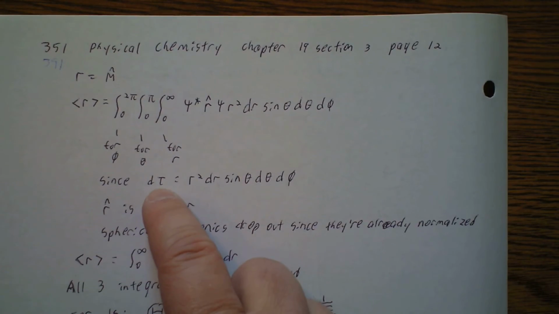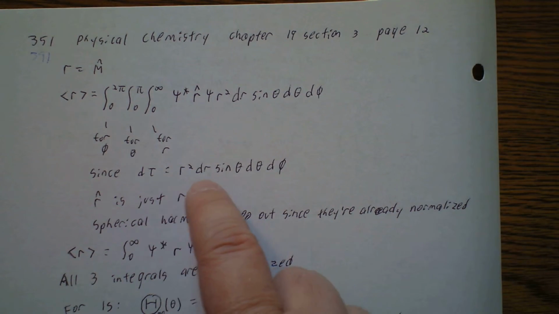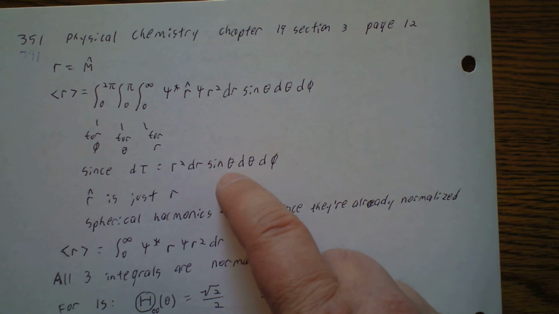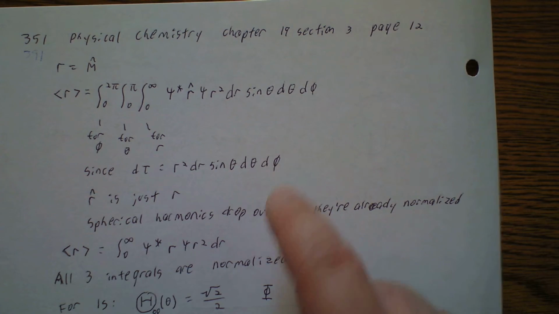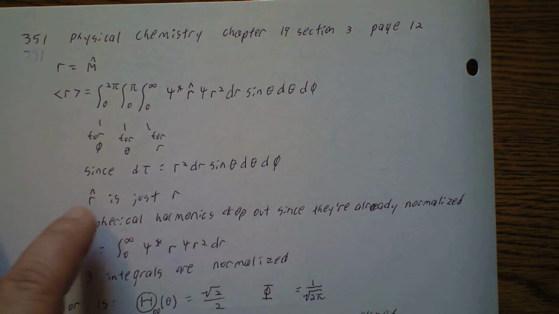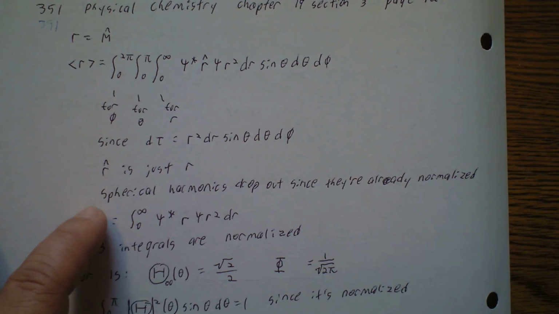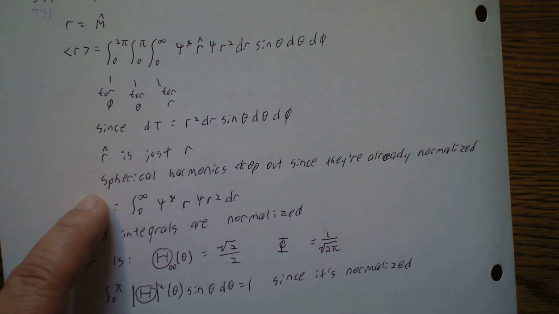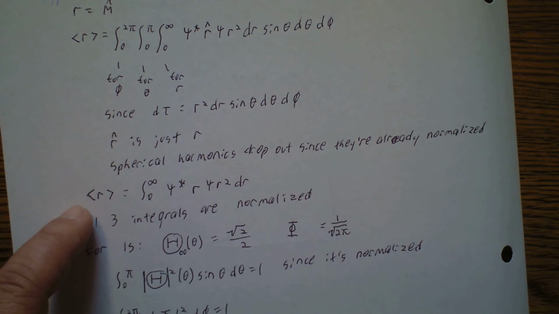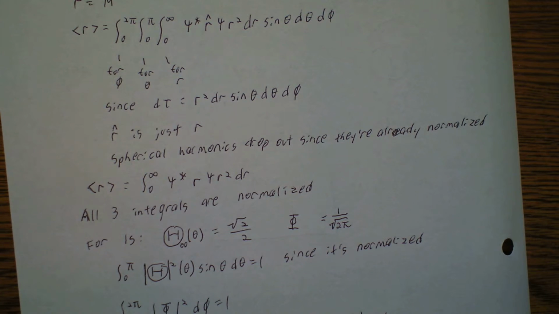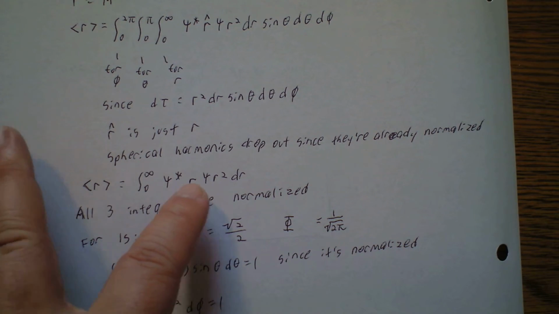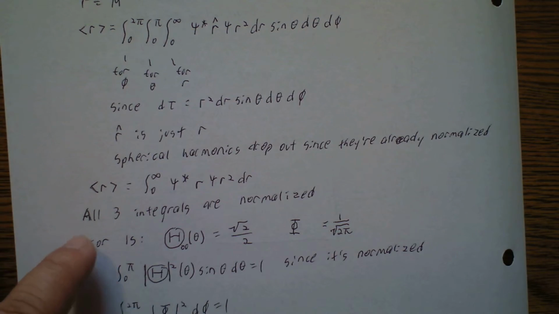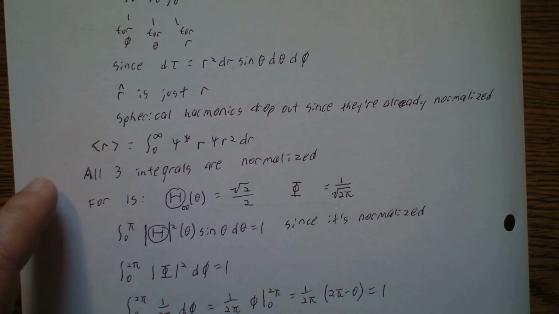Now d tau in spherical coordinates is r squared dr sine theta d phi. And in this case, r hat is just r. So spherical harmonics drop out since they're already normalized. So we just get the average or expected value for r hat, or r, is the integral from 0 to infinity of psi star r psi r squared dr. So all three integrals are normalized.